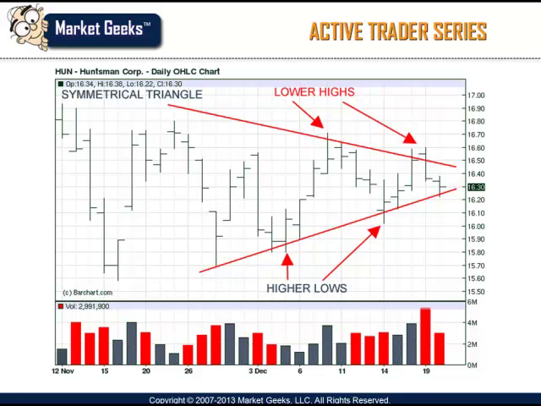A symmetrical triangle, which is sometimes referred to as a coil, contains at least two lower highs and two higher lows. When these points are connected, the lines converge as they are extended and the symmetrical triangle pattern takes shape. The symmetrical triangle is considered a neutral pattern. This means it has an equal chance of breaking out to the upside as it does to the downside.